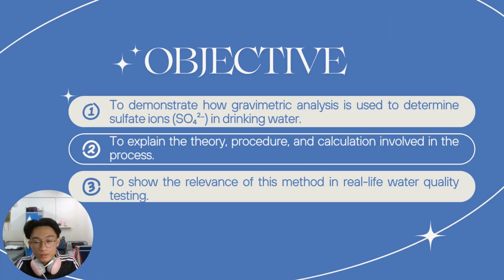Objective: First, to demonstrate how gravimetric analysis is used to determine sulfate ion (SO4 2-) in drinking water. Number two, to explain the theory, procedure, and calculation involved in the process. And the last one, to show the relevance of this method in real-life water quality testing.